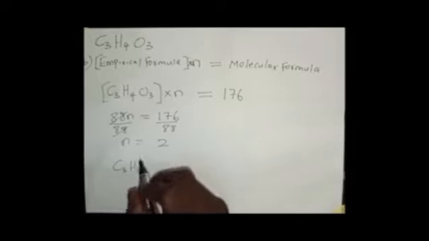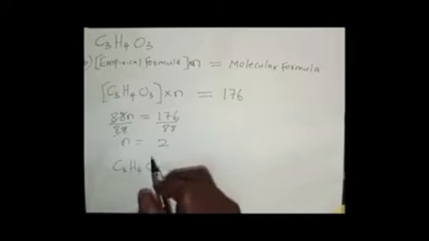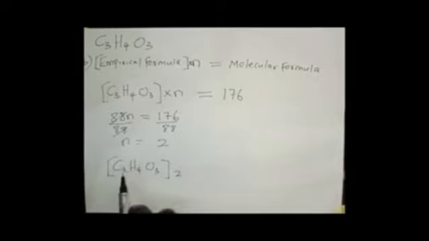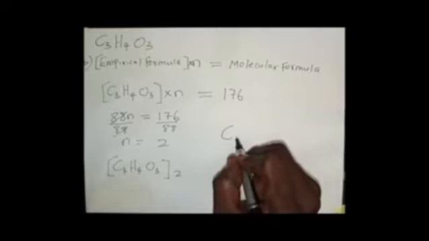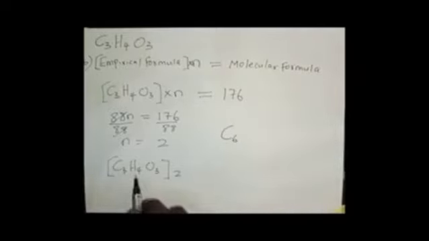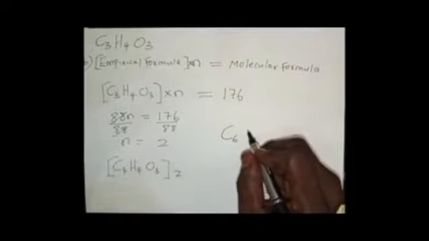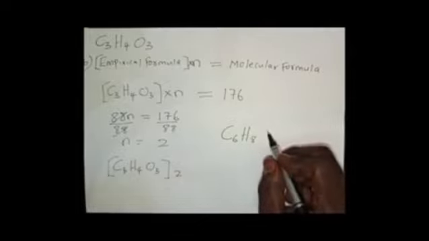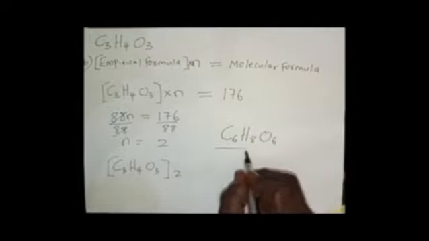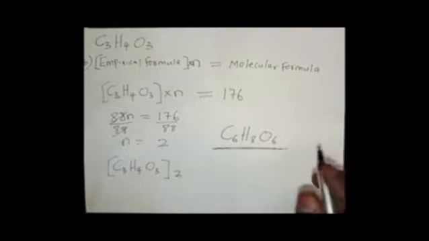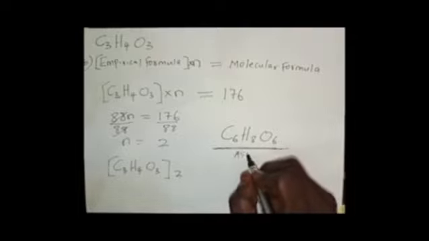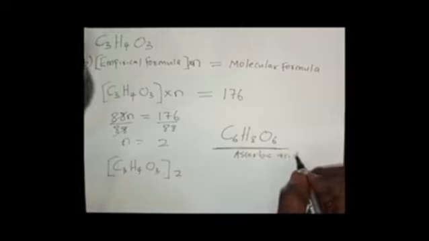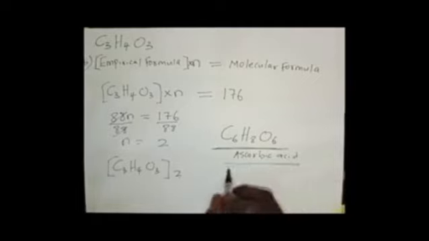So I'm going to have C3H4O3. Alright, so put a square bracket here. Now put your 2 outside. Now 2 multiplies 3 to give you 6. So I have C6. 2 multiplies by 4 gives us 8. So I have H8. And 2 multiplies 3 here to give us 6. I have O6. So this is the molecular formula for ascorbic acid. Alright, so this is our final answer.